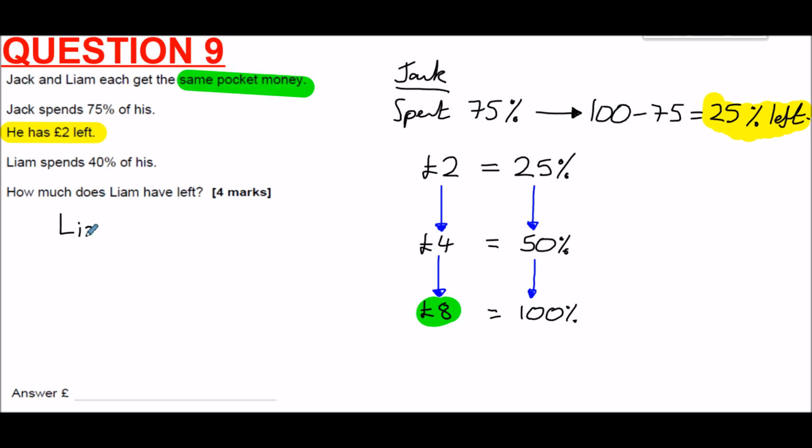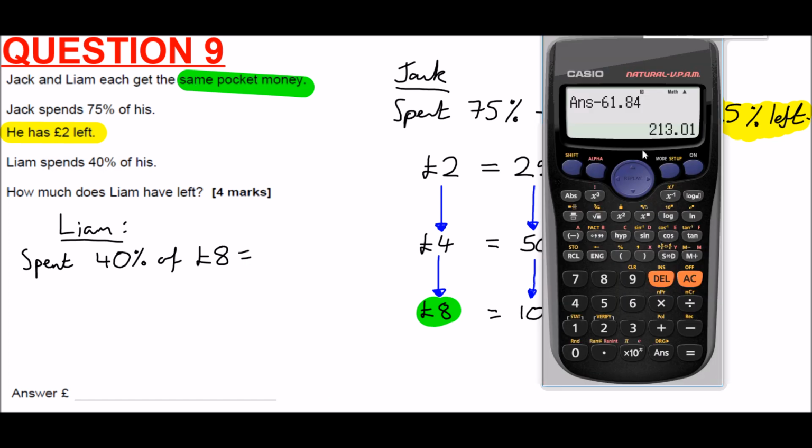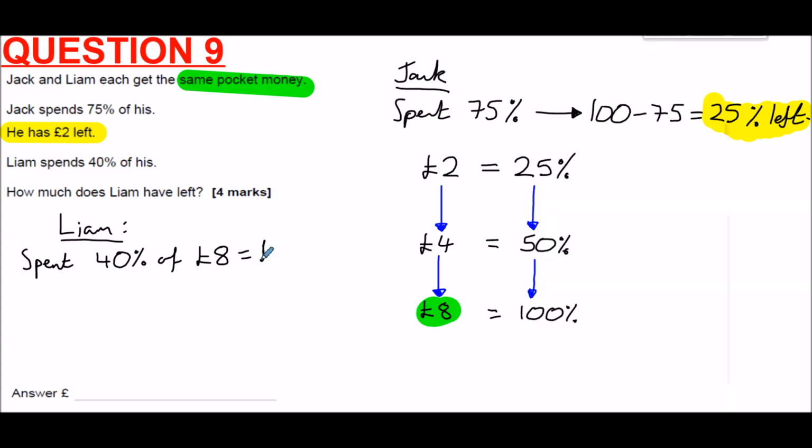It says Liam spent 40% of his pocket money. And so Liam must have spent 40% of his £8. So on a calculator we can work this out fairly simply. 40% means 40 out of 100. So that's 40% of 8, which is £3.20.